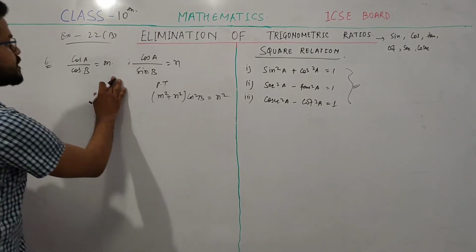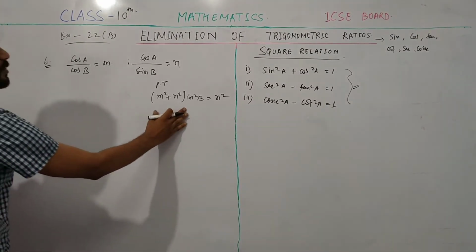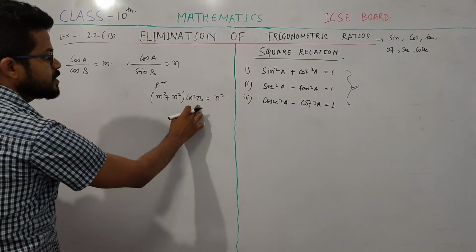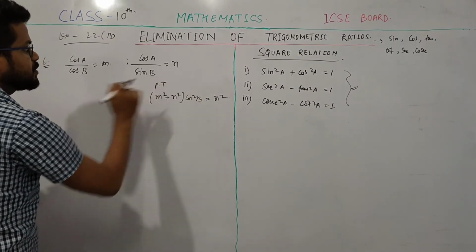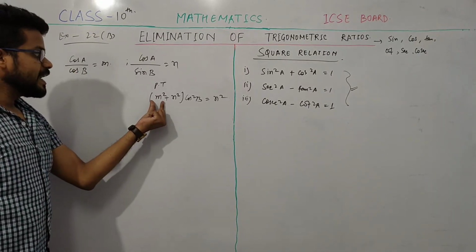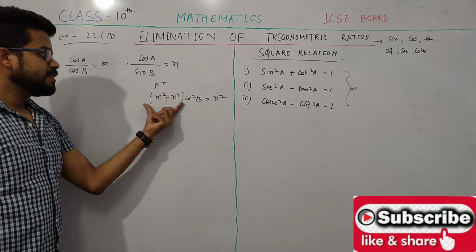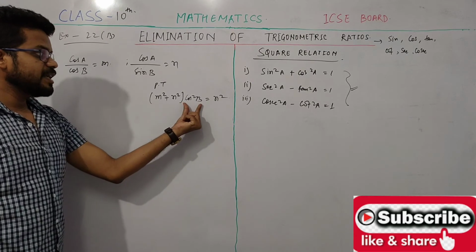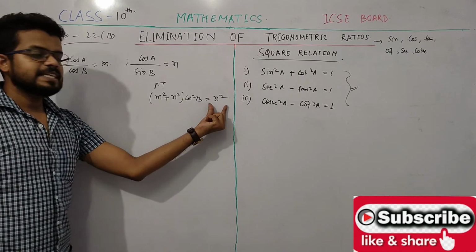Now come to question number 6. Here the question is: prove that m square plus n square cos square b is equal to n square. Here what we do, firstly taking m square and n square, we add both of these and then multiply by cos square b. We easily get this one.